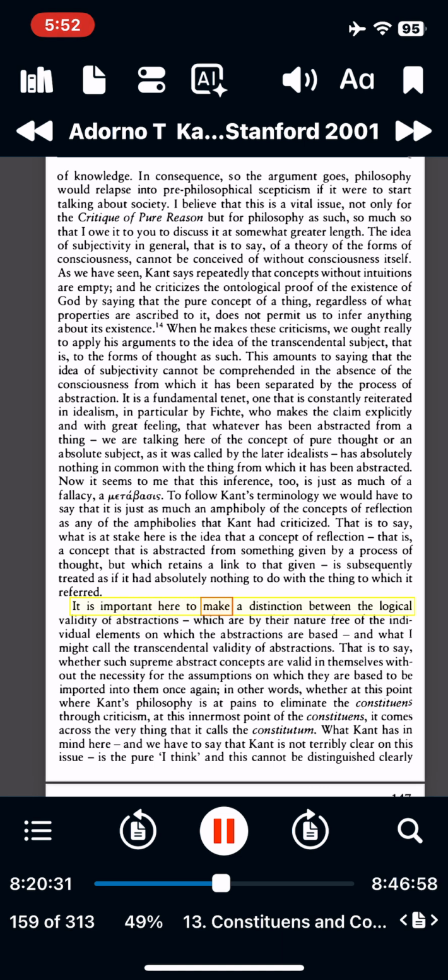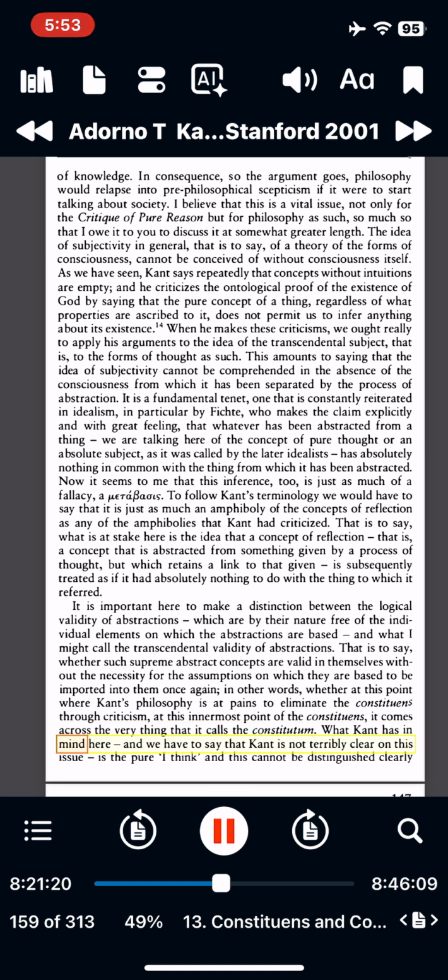It is important here to make a distinction between the logical validity of abstractions, which are by their nature free of the individual elements on which the abstractions are based, and what one might call the transcendental validity of abstractions. That is to say, whether such supreme abstract concepts are valid in themselves without the necessity for the assumptions on which they are based to be imported into them once again. In other words, whether at this point where Kant's philosophy is at pains to eliminate the constituents through criticism, at this innermost point of the constituents, it comes across the very thing that it calls the constitutum.